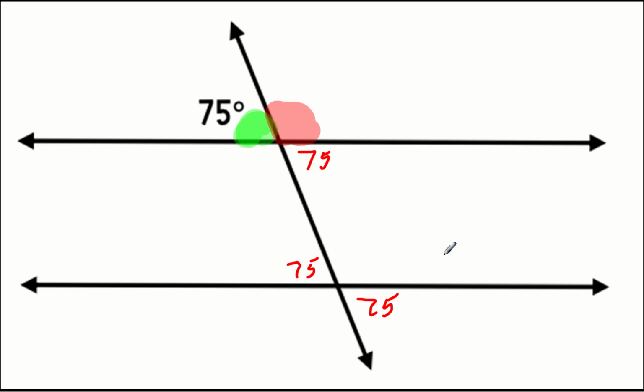You can do any of the different ones. Alternate interior makes these 2 the same. Alternate exterior makes those 2 the same. Or you can just look at which one's the bigger angle, which one's the smaller angle. Sometimes it's harder to tell, like if they're close to 90, because then it's straight up and down, but a lot of times you can tell. So if this one's 75, can anybody tell me what that one's going to be? Anybody raise their hand and tell me? If the little angle is 75, can anybody tell me what the big angle would be?